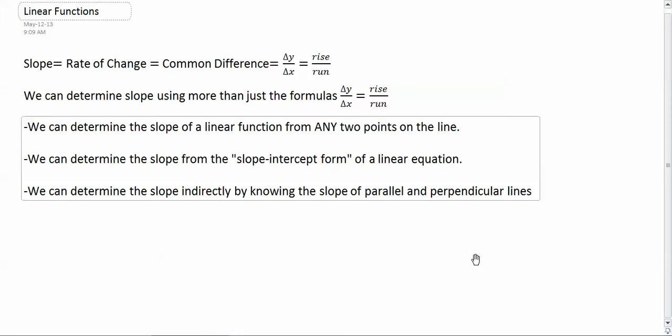So to start off, let's just do a bit of review. When we're talking about slope, rate of change, and common difference, we're all talking about the exact same thing. They're synonyms for one another. So we can use each one of these terms here interchangeably.